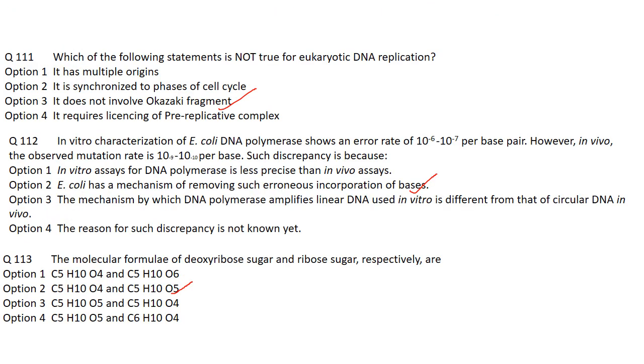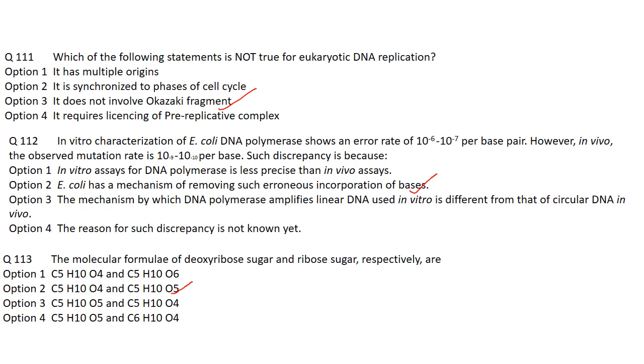Then which of the following statement is not true of eukaryotic DNA replication? It has multiple origin of replication. Yes. It is synchronized to phases of cell cycle. Yes, it takes place during that phase. It does not involve Okazaki fragments? It involves Okazaki fragments. So 3 is not true of eukaryotic DNA replication, and that is your answer.